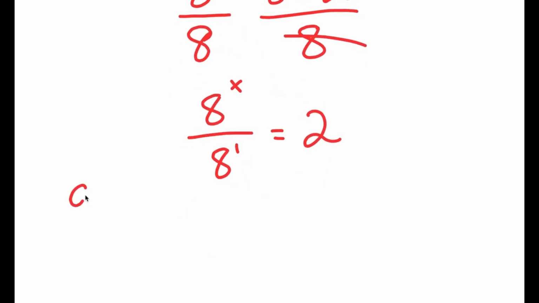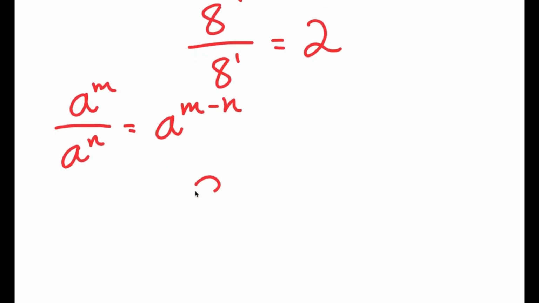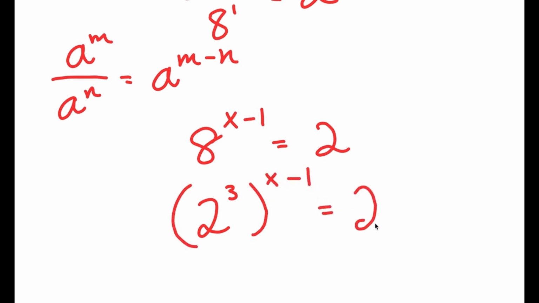Now if I have something in the form a to the power of m over a to the power of n, this is equal to a to the power of m minus n. So a to the power of x over a to the power of 1 is equal to a to the power of x minus 1, which is equal to 2. Now a is the same thing as 2 to the power of 3, so I get 2 to the power of 3 to the power of x minus 1 is equal to 2.